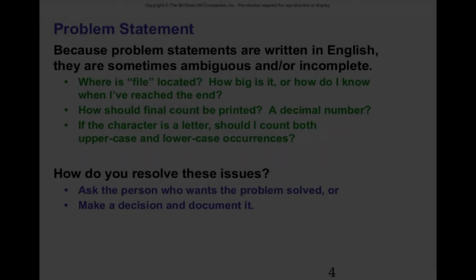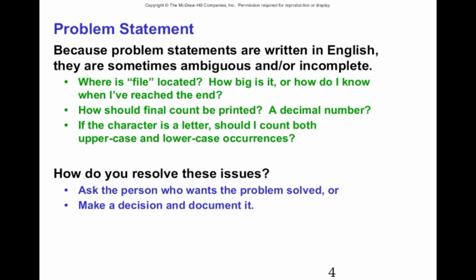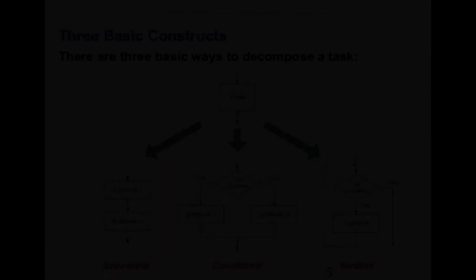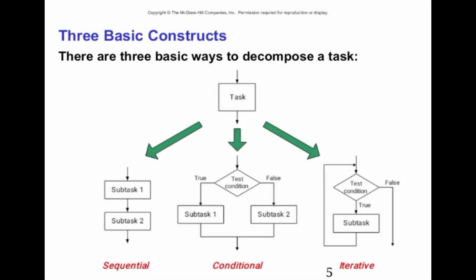Because problem statements are written in English, they are sometimes ambiguous and or incomplete. So, how do we start with the problem statement and end up with a working program? We apply a process referred to as systematic decomposition or stepwise refinement. Decomposition will continue until each simpler task can be implemented as just a few instructions in the programming language we use. Programming constructs are basic building blocks that can be used to control computer programs.